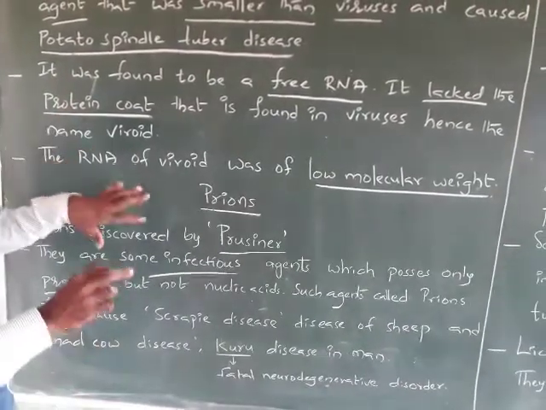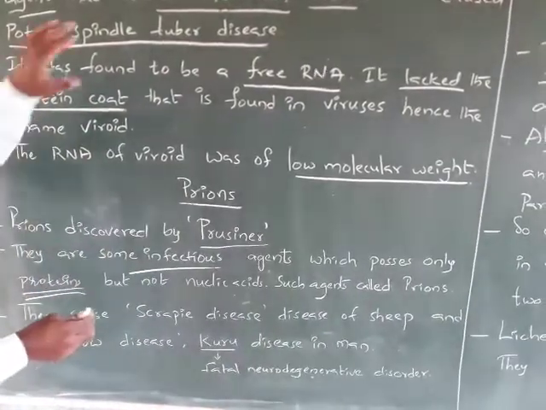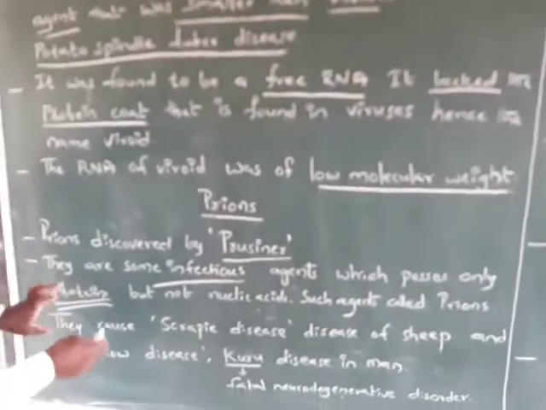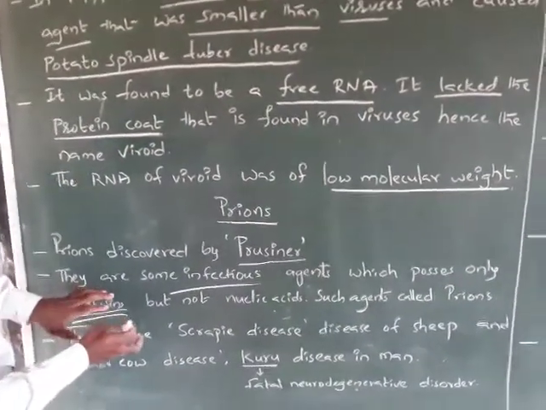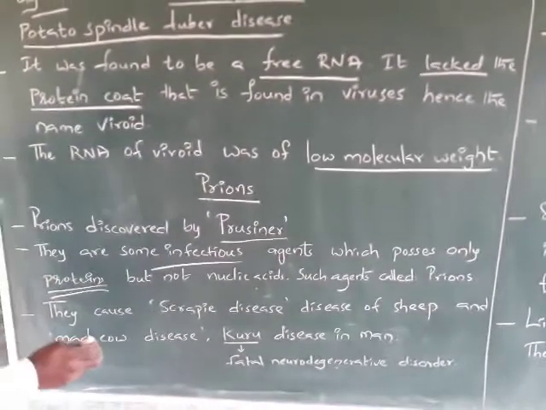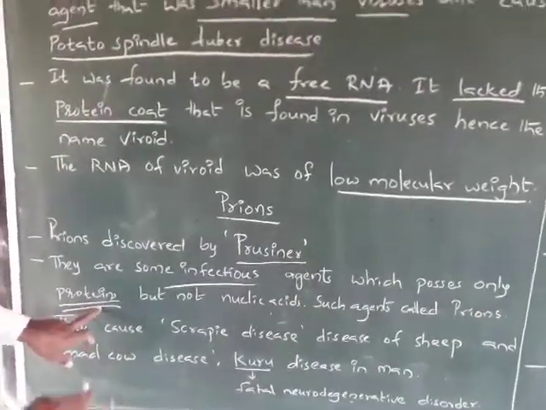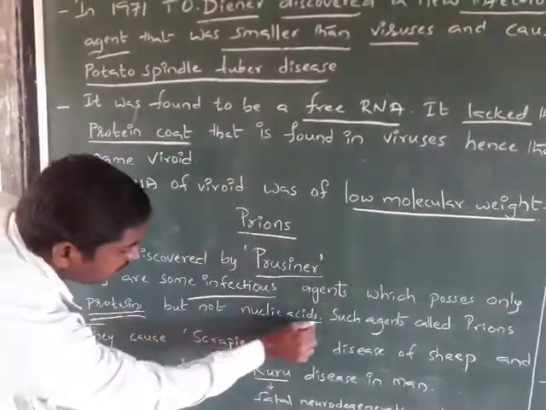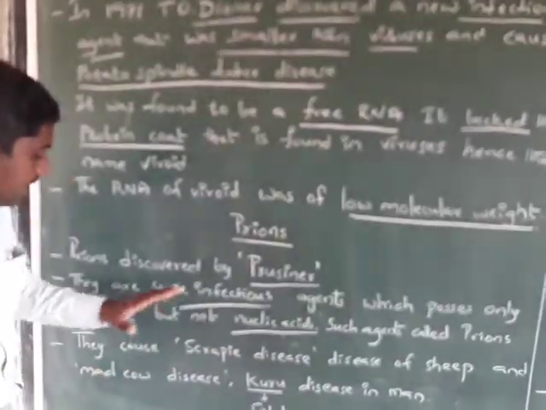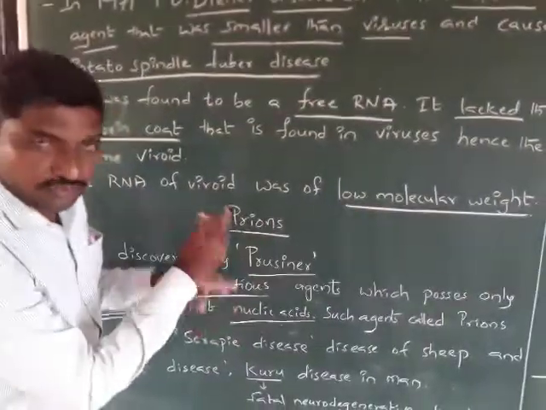Viroids are quite opposite to the prions. In viroids only free RNA is there, with absence of protein coat. Here the protein is there, but there is absence of genetic material. The infectious agent possesses only proteins but not nucleic acid, so it is quite opposite to the viroid.